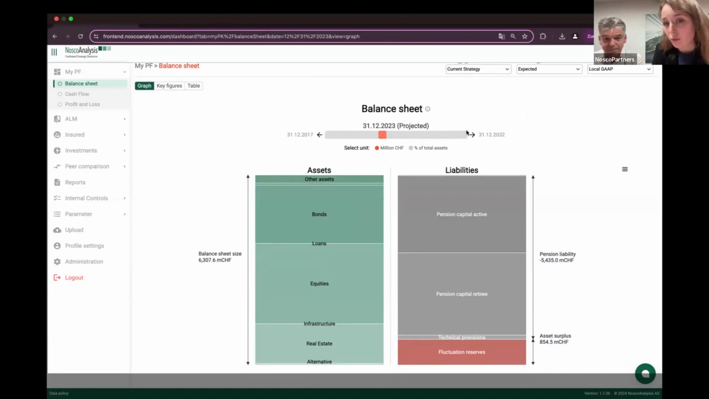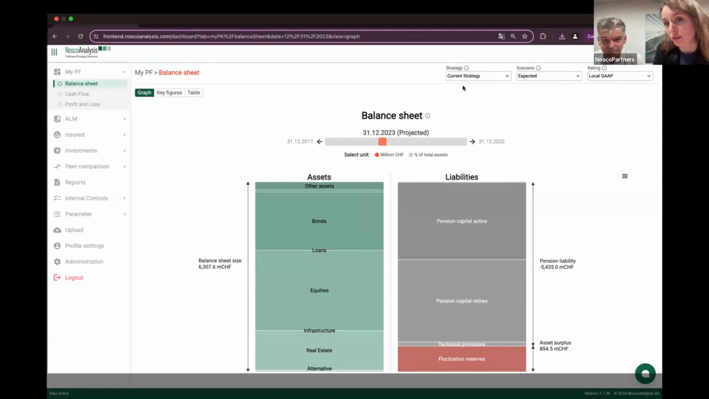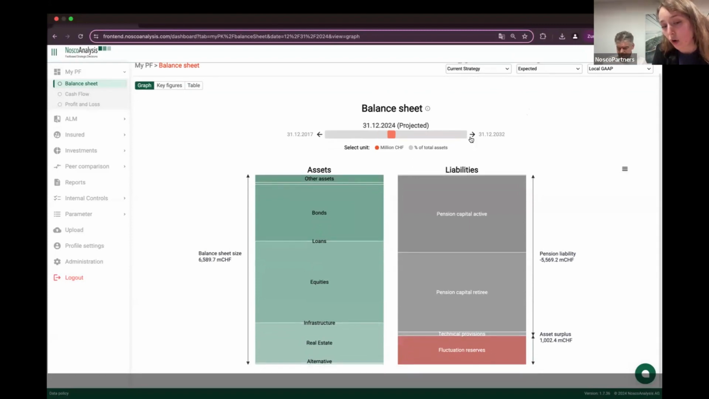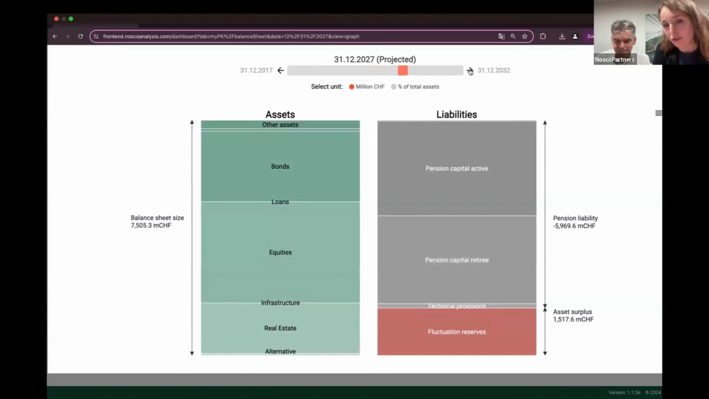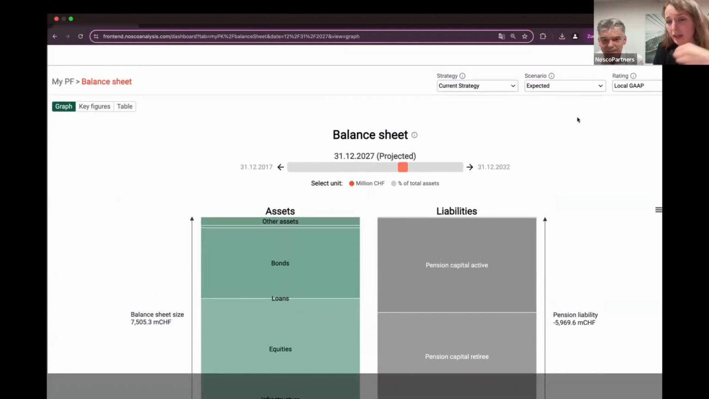Let's now see what happens if we project this balance sheet into the future under the current strategy and the expected market scenario. I hope you can all see that if we go further, the pension fund is actually growing in its size. Previously, it was 6.3 billion, now it's 7.5 billion, and the asset surplus has risen as well. Why is that? Because we actually assume that the markets would evolve as expected. So the returns are quite nice.